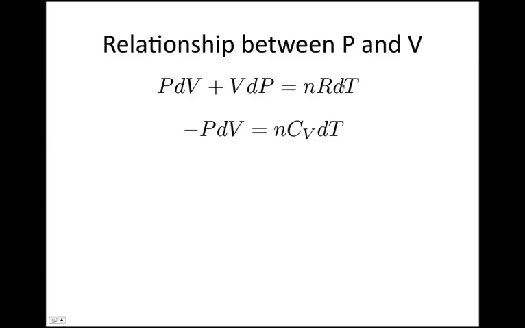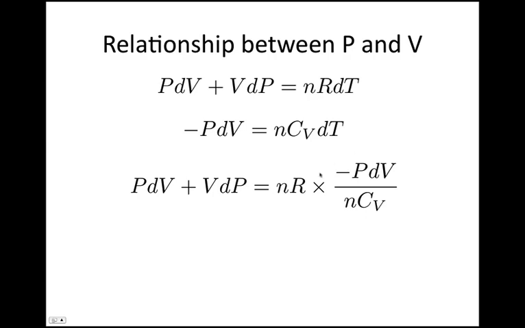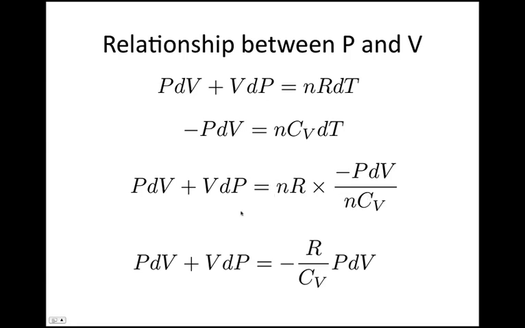Okay, now this is just what we had on the last slide. On the slide just before that, we showed that minus P dV was equal to nCV dT. This was the constant volume case, and this was the adiabatic case, but the change in internal energy was the same. So what we're going to do now is replace this dT with this dT. So dT is equal to minus P dV on nCV, and so we're just replacing that now. These n's will cancel out, and we have P dV plus V dP is equal to minus R on CV P dV.